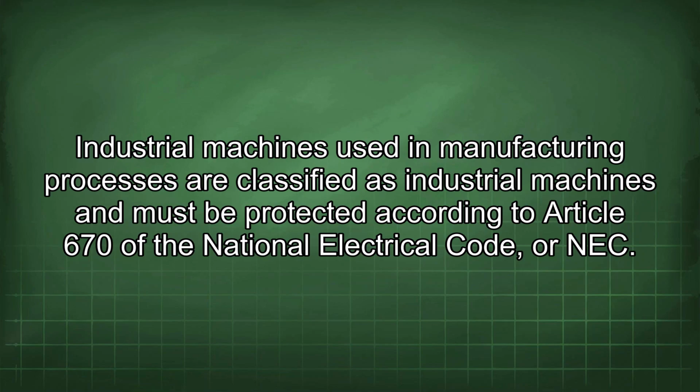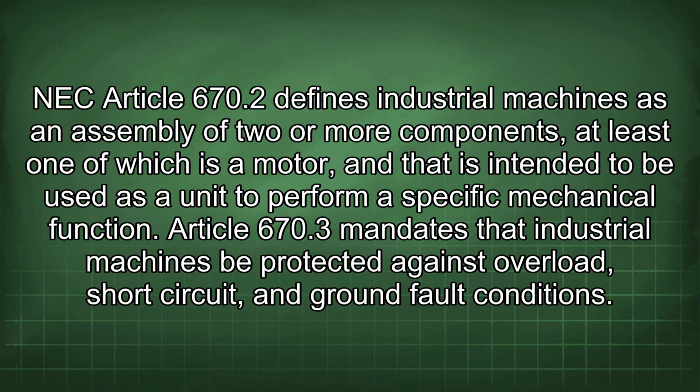Industrial machines used in manufacturing processes are classified as industrial machines and must be protected according to Article 670 of the National Electrical Code, or NEC. NEC Article 670.2 defines industrial machines as an assembly of two or more components, at least one of which is a motor, and that is intended to be used as a unit to perform a specific mechanical function.